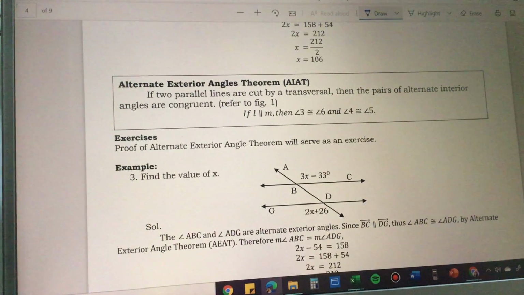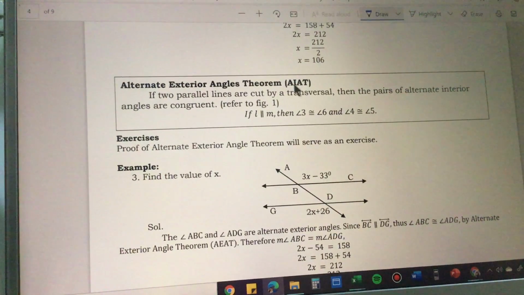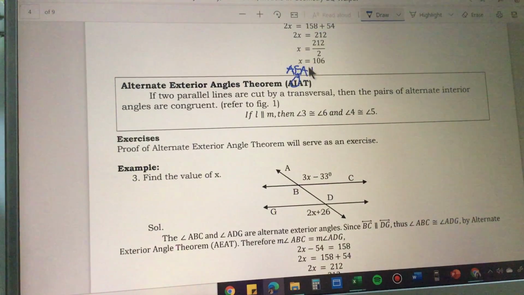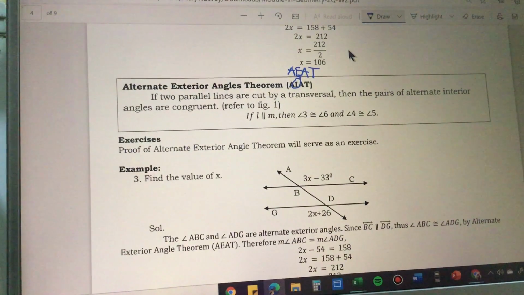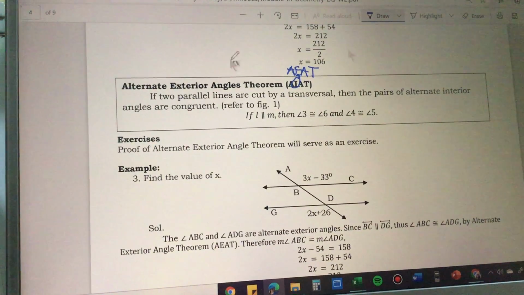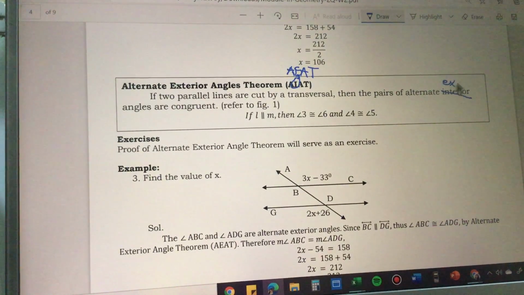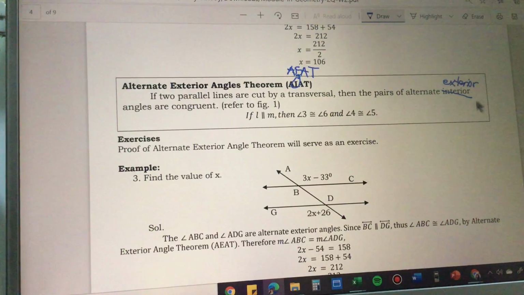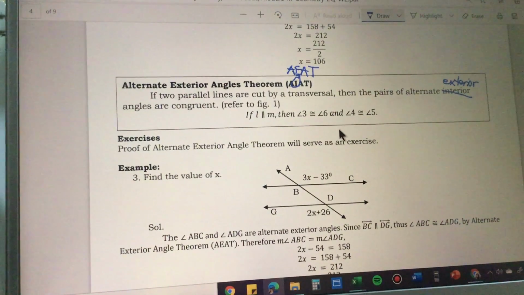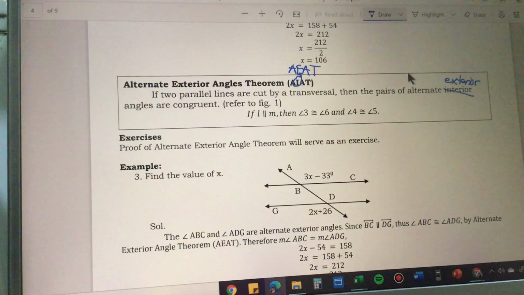Then next is the alternate exterior angles theorem. Correction here, this must be E. So, AEAT. If you have parallel lines cut by a transversal, the pairs of alternate exterior angles must also be congruent. It is similar to alternate interior angles, the difference being that the pair of angles must be in the exterior.